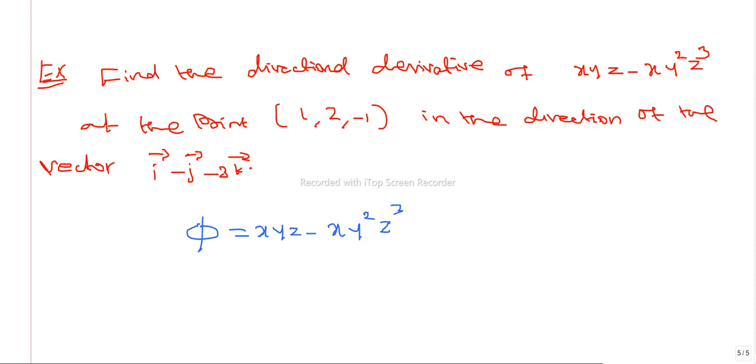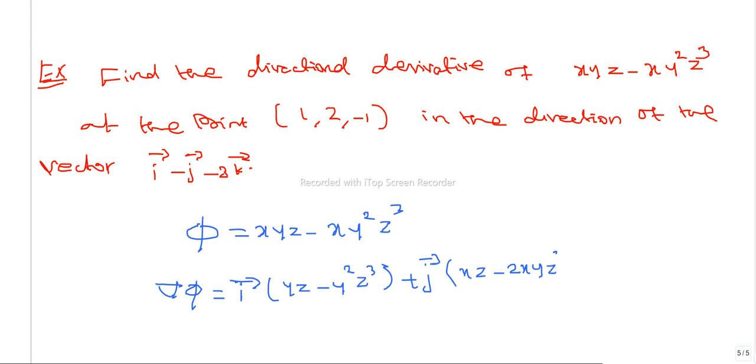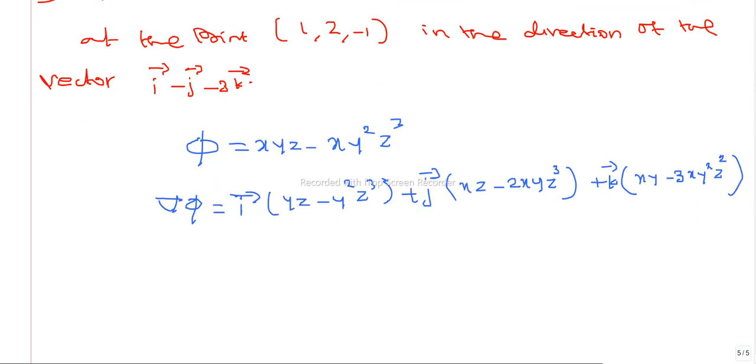Now what is del pi? We need del pi because we need it for the directional derivative. So i vector into the partial derivative with respect to x: the first term we get yz, the second term we get y²z³. Plus j vector into the derivative with respect to y: xz minus 2xyz³. Plus k vector into the derivative with respect to z: xy minus 3xy²z². So this is del pi.